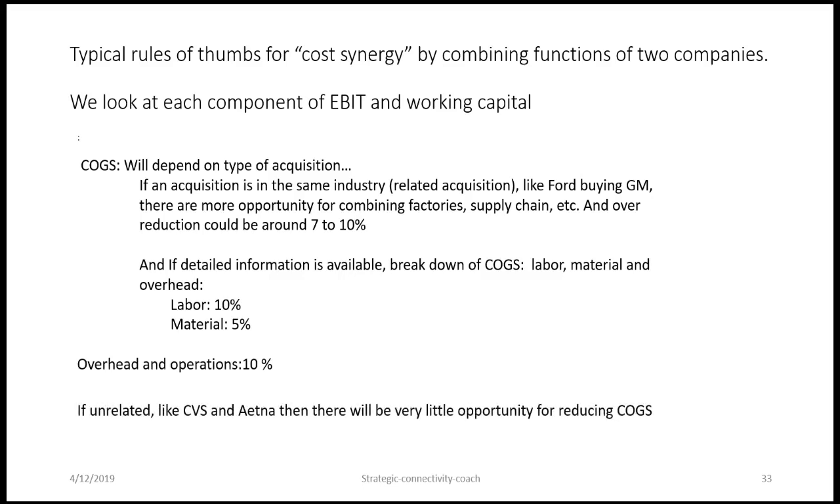Now, if it was an unrelated business like CVS buying Aetna, then obviously it's kind of difficult to justify that there's going to be a lot of reduction in cost of goods sold, because Aetna has got a very different value chain, and CVS, which is a drugstore, has got a very different value chain. So there, the cost of goods sold synergy will not be there, much.